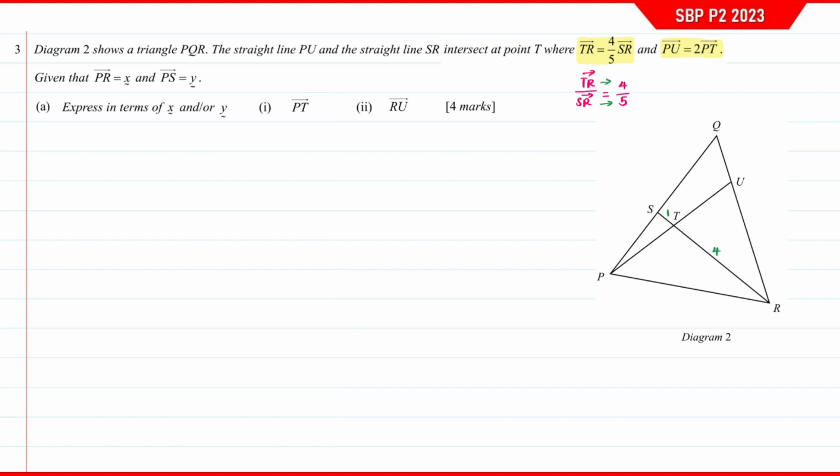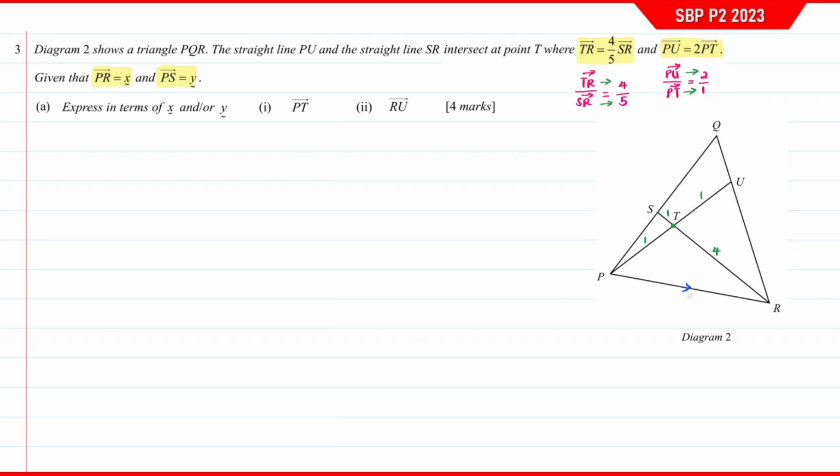Based on this information, we can write this as PU over PT, which is equal to 2 over 1. So from here, we know that the ratio PU is equal to 2 and the ratio PT is equal to 1. So the ratio TU is also equal to 1. This means the point T is the midpoint of PU.